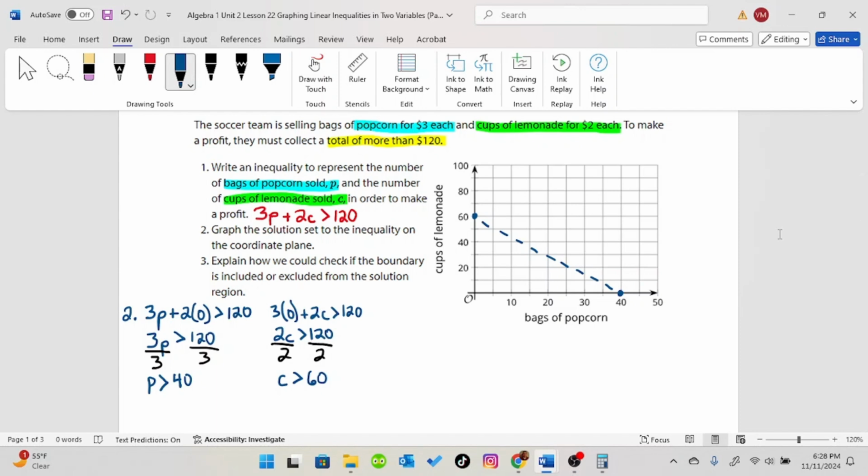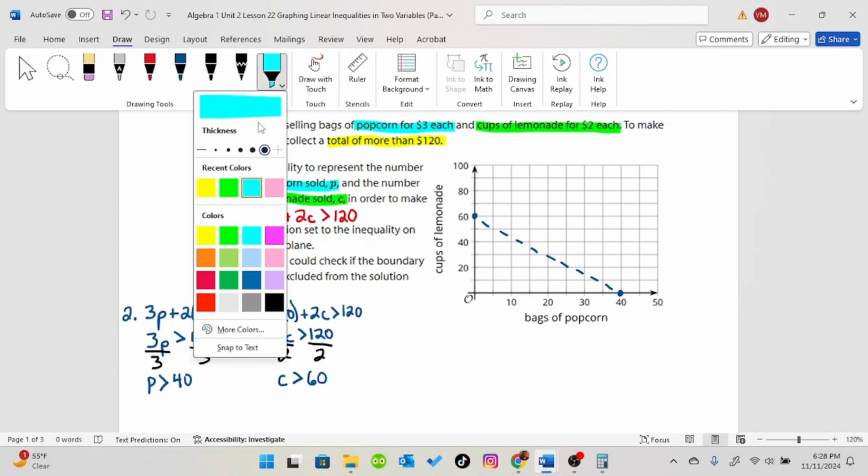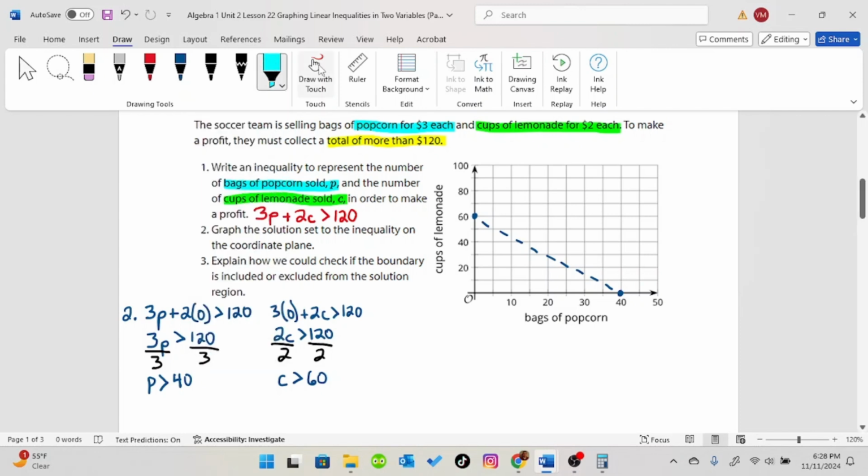Once we have our dashed line set, we can shade in our answer area. We know that if we try 0, 0, then 3 times 0 is 0, 2 times 0 is 0, and 0 plus 0 is 0, which is not greater than 120. So we do not want the area below and to the left of the line. We want the area above and to the right of the dashed line.